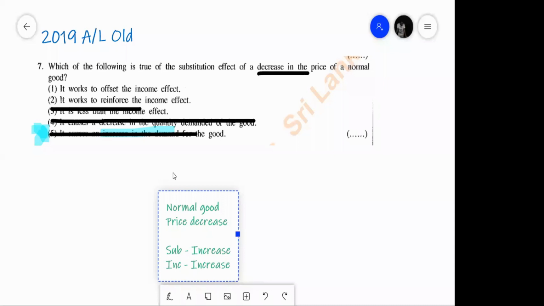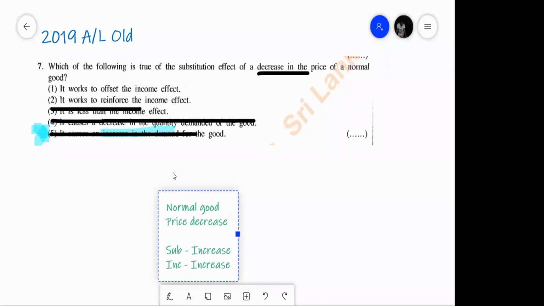So in a normal good, when the price decreases, according to the substitution effect quantity demanded increases. According to the income effect also, quantity demanded increases. So here, what do you think the answer is? Is it offsetting something or is it supporting something? Is it reinforcing or is it offsetting? The answer here, guys, is number 2. It is supporting that. According to the income effect also they are saying increase.